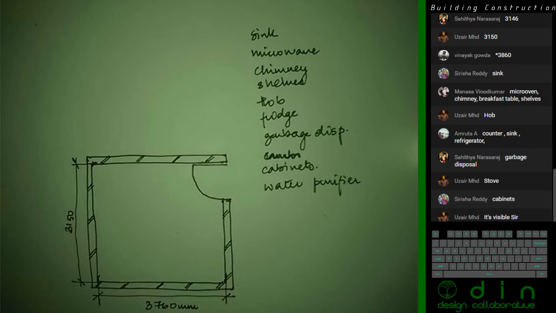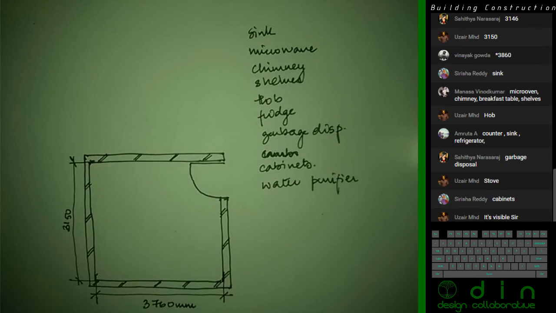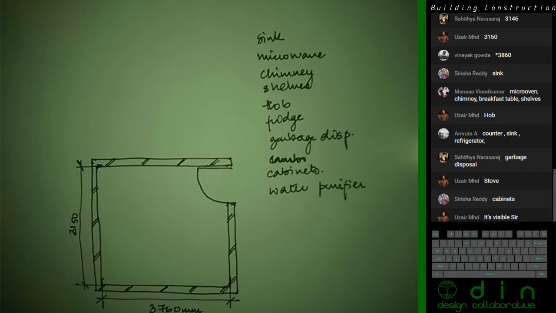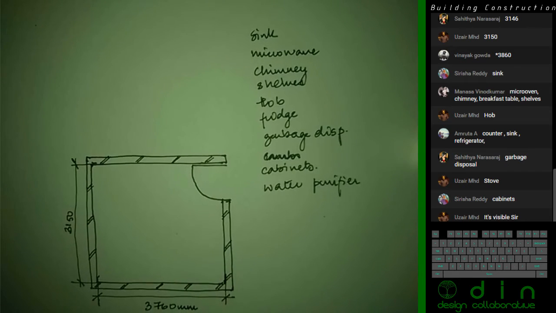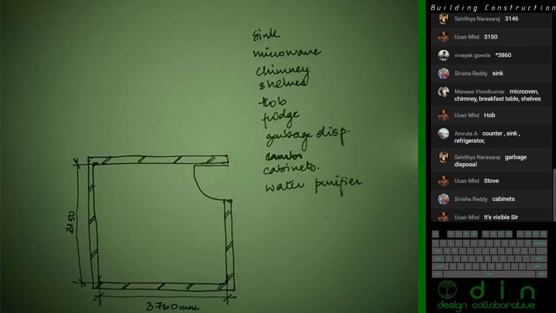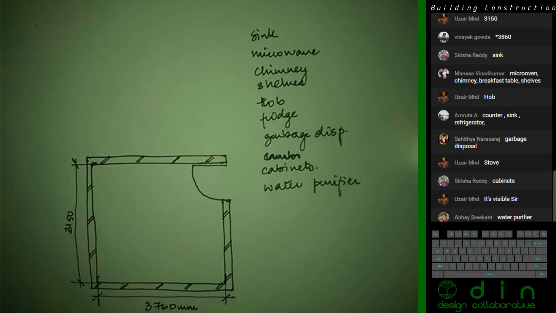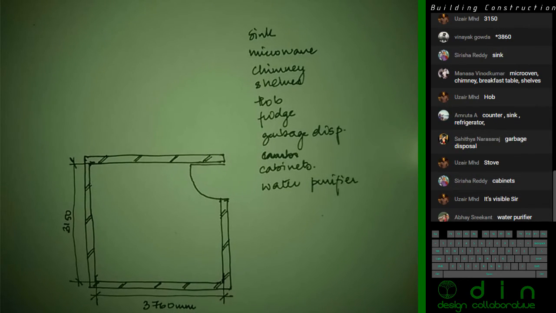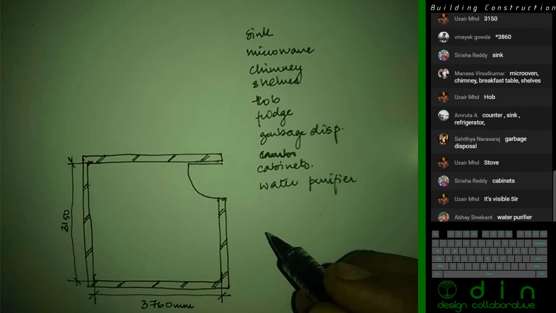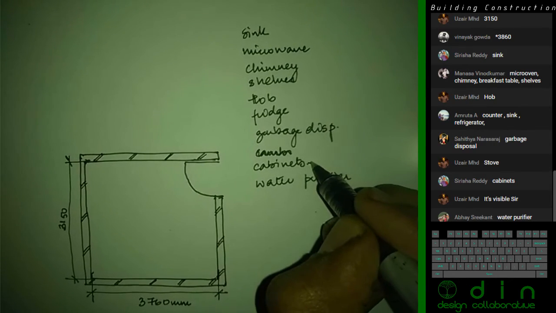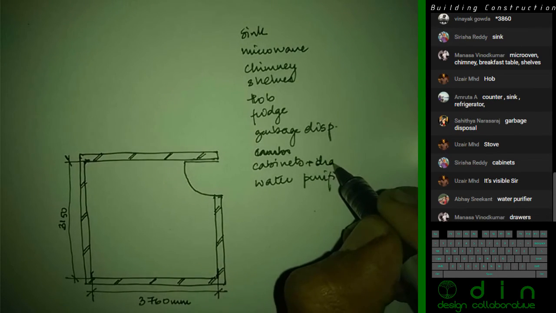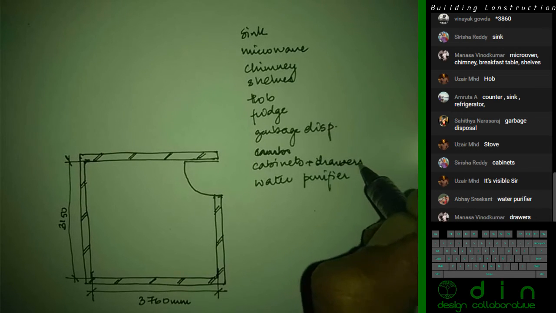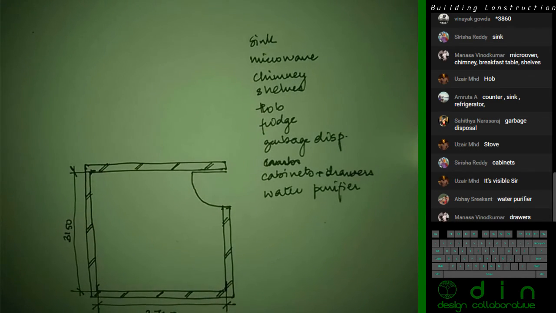What else? Go on quickly. Drawers. Okay, we'll say cabinets plus drawers. Dishwasher, yes.